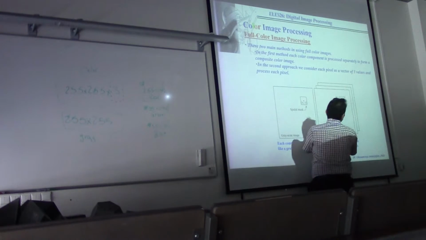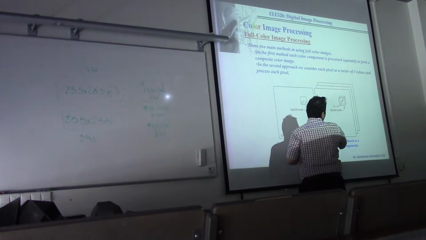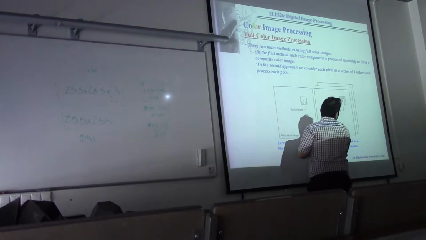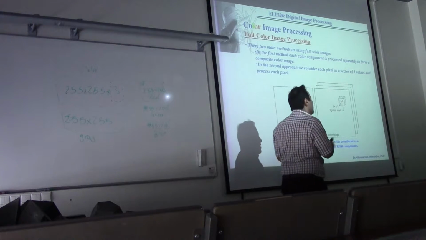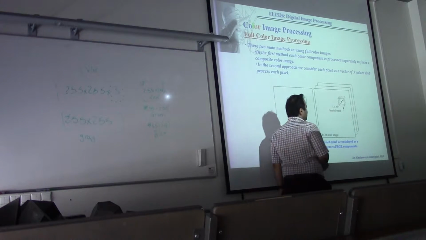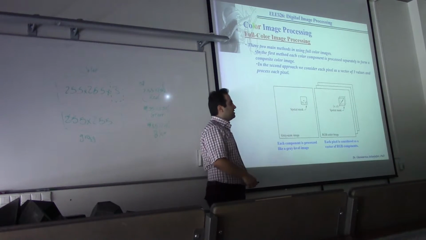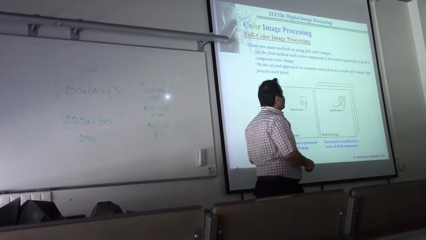Most applications use this technique instead of applying the mask on the R. For example, you can apply the filter just on the red, then after that green, and after that blue. But most applications consider this value as a vector, and then apply the filter or mask on these vectors.